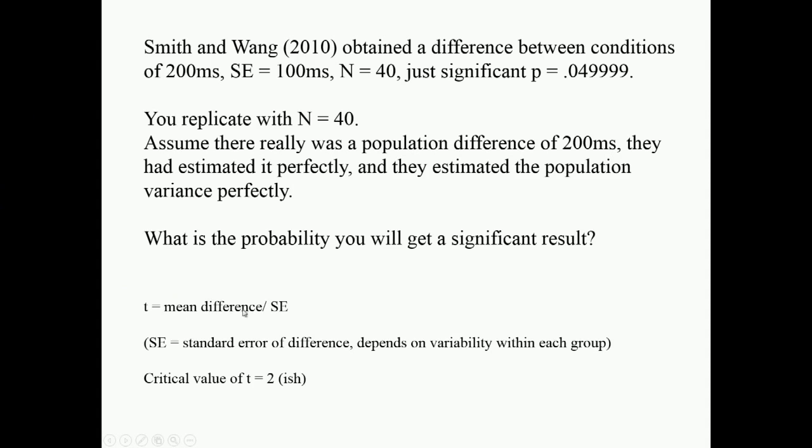So t is the mean difference divided by the standard error. If we had estimated the sample values absolutely right, if we were bang on, we get a t-value of 2, right? That's just the cutoff for significance. But we're sampling, so there's noise. 50-50 odds, our mean will be a little bit less than that. So will our result be significant, if our mean difference was a little bit less than the population mean difference, will we get a significant result?